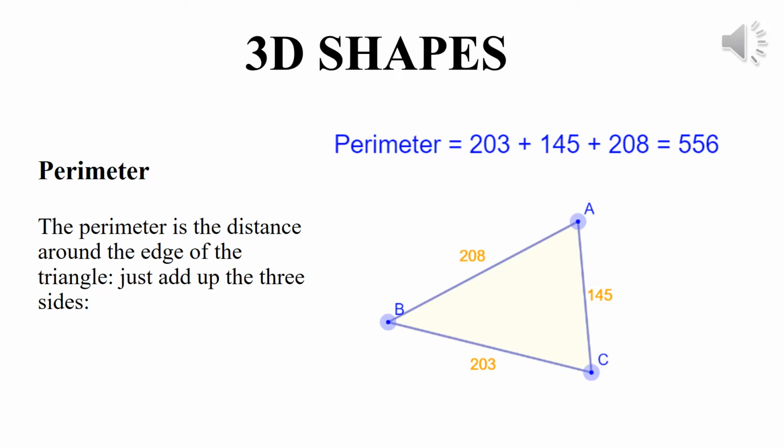Perimeter. The perimeter is the distance around the edge of the triangle. Just add up the three sides.